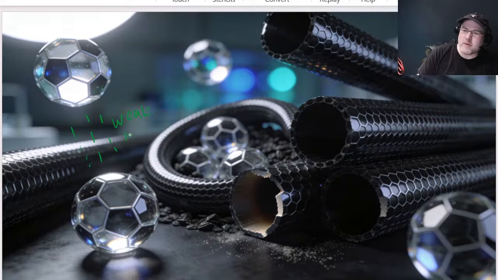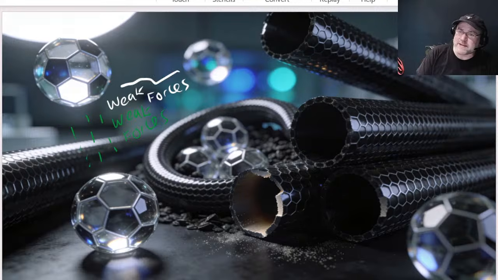Weak. Why am I writing in green on that background? No one can see that, you utter dipstick. So, yeah, they got weak forces here, guys, between the balls. The guy I kicked out would probably like that terminology.